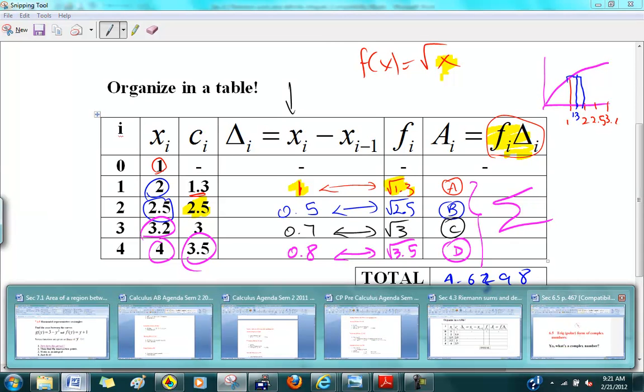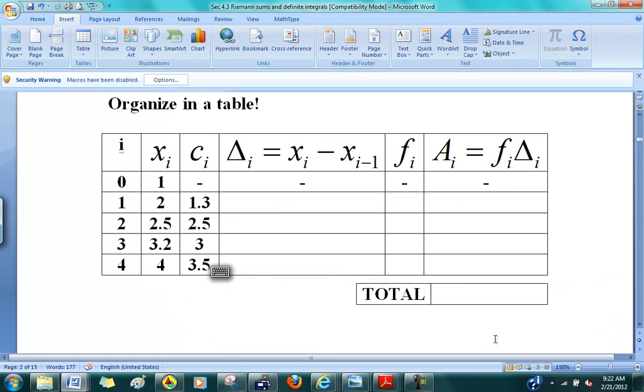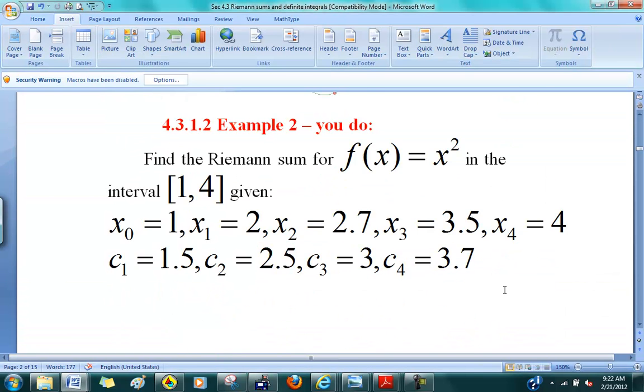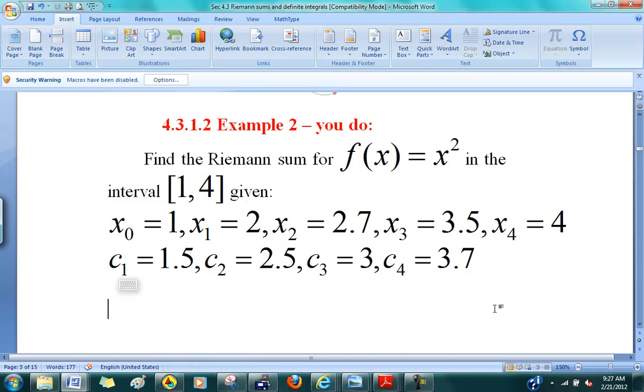Okay, next problem, guess whose responsibility that is? Oops, wrong one. Okay, so this is for you to do. Set it out in a table. The answer should be 20.6700. Okay, so finish this off on your own time and then make sure you get this.